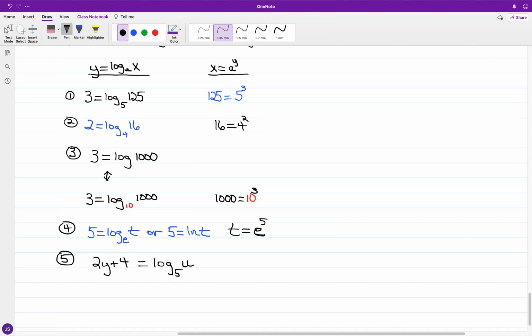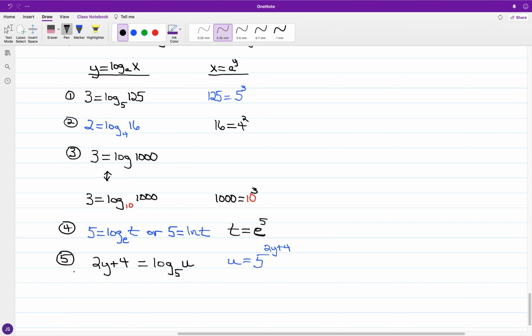All right, so here you have y represented by the binomial 2y plus 4. a is going to be 5, and x is going to be the letter u. Putting it in exponential format, x is equal to a to the y, so x we have as u. Doing a little color coding here. So u is equal to, for a, that's going to be 5, and for y we have 2y plus 4, so that's 5 to the 2y plus 4 power.